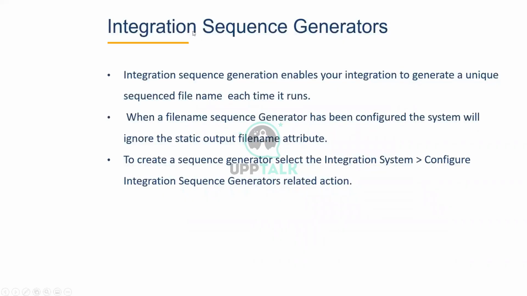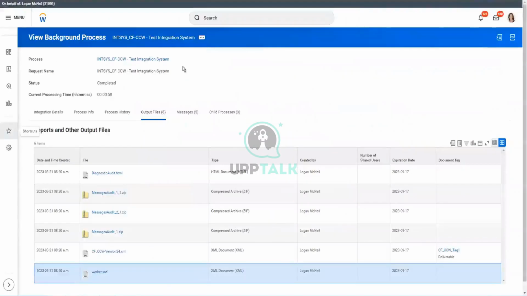We saw that there is an integration service as well: the integration sequence generator. The integration sequence generator enables an integration to generate a unique sequence name each time it runs. When a file name sequence generator has been configured, the system will ignore the static output file name attribute. To create a sequence generator, select the integration system, then the Configure Integration Sequence Generator related action. Let's go back to our integration and set up a sequence generator for our integration.